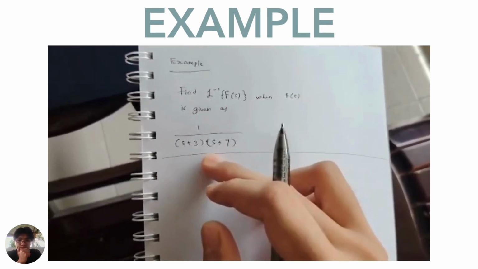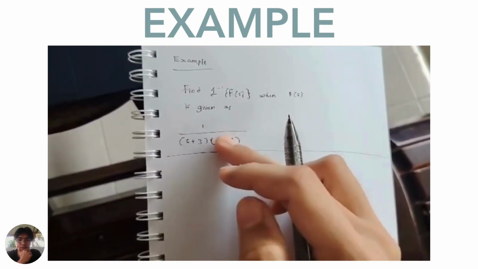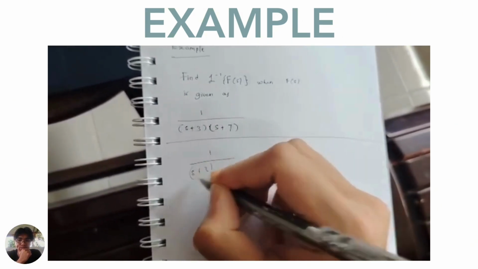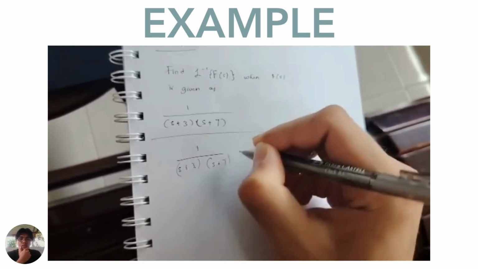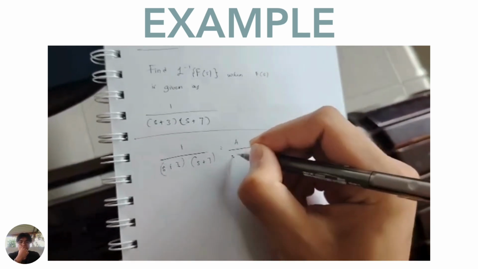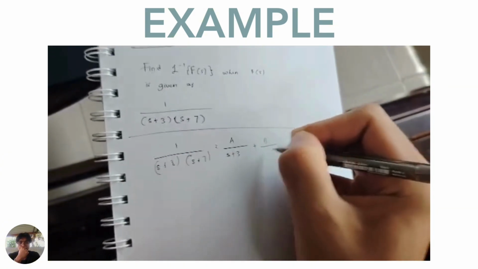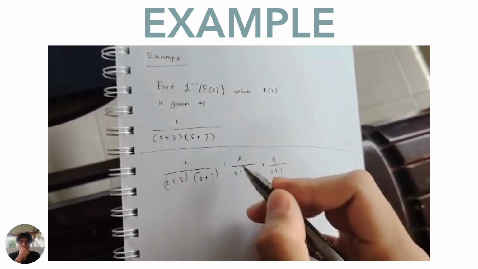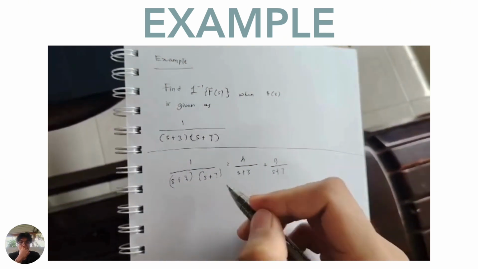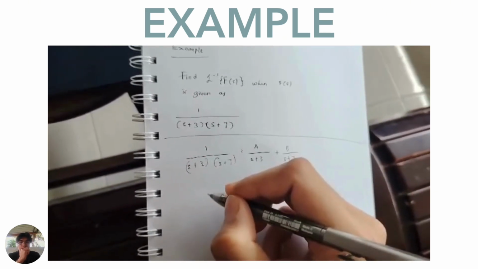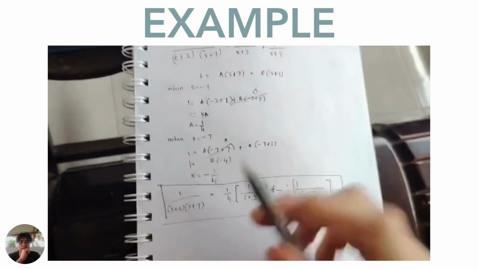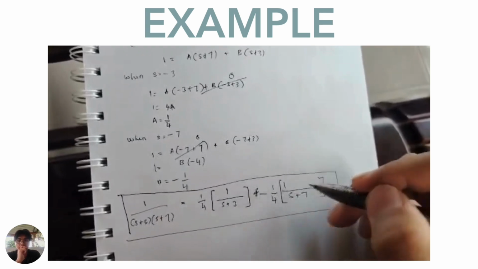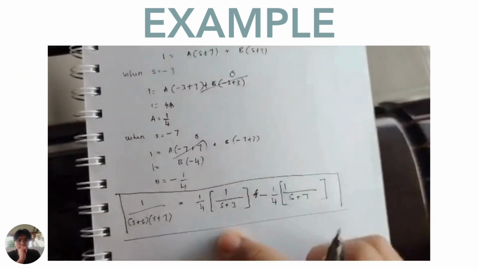All right, for this example, it's quite simple. First, we have to solve the partial fraction of this equation. So (s plus 3)(s plus 7) equals A over (s plus 3) plus B over (s plus 7). So we have to find the A and B first by using partial fraction. Let me do the calculation real quick. After we've done the partial fraction, we'll get this equation: 1 over 4 times 1 over s plus 3 minus 1 over 4 times 1 over s plus 7. So why do I write it like this?